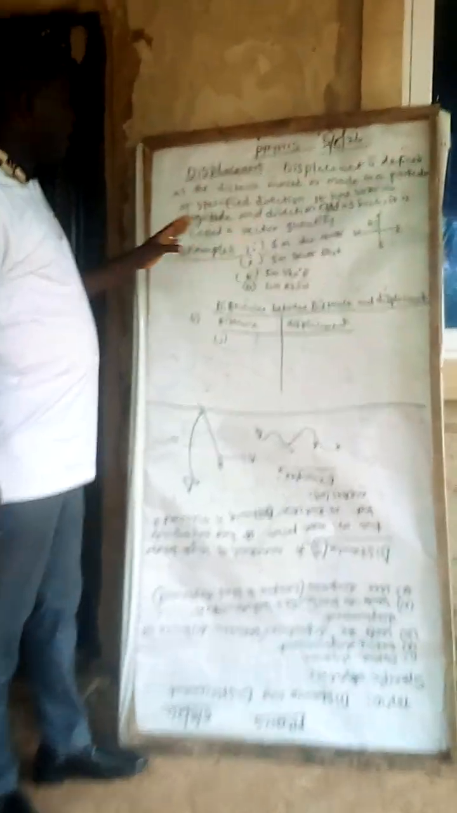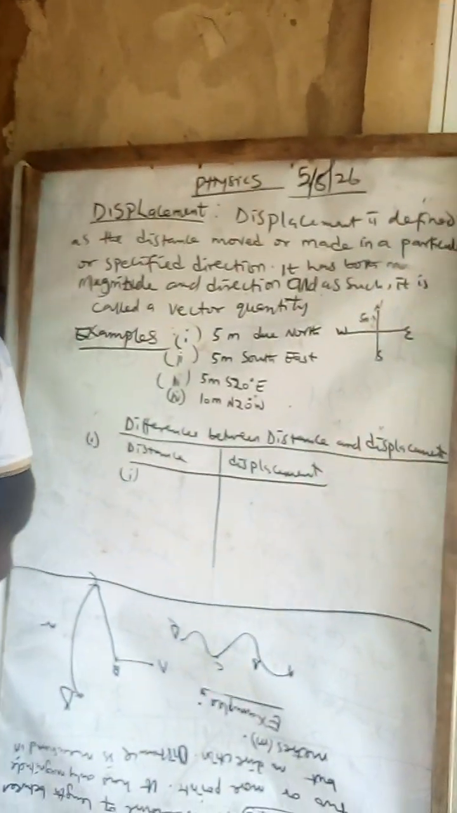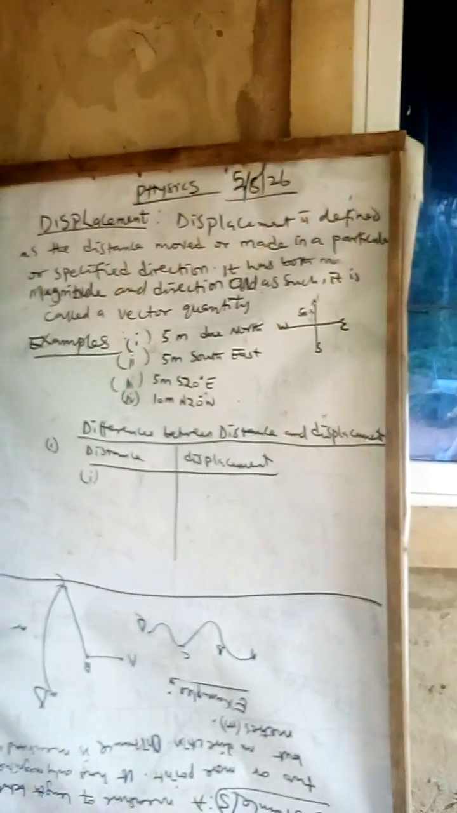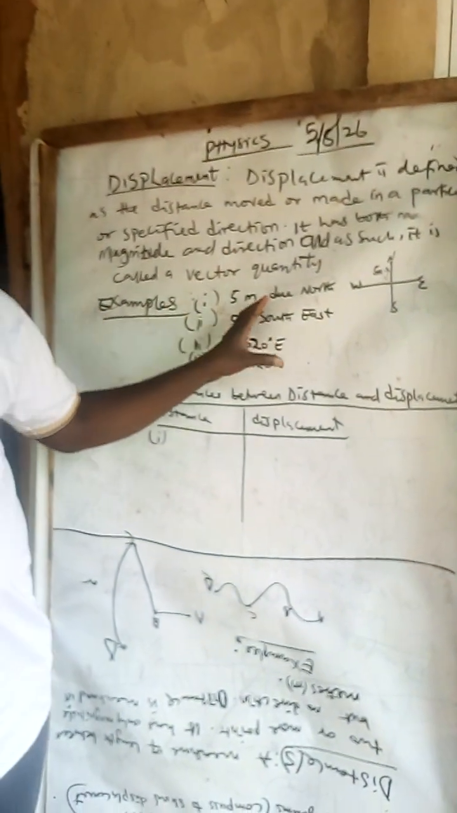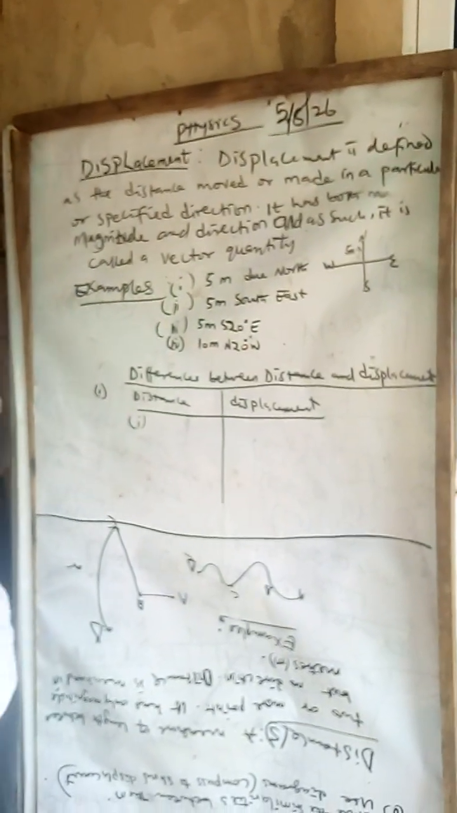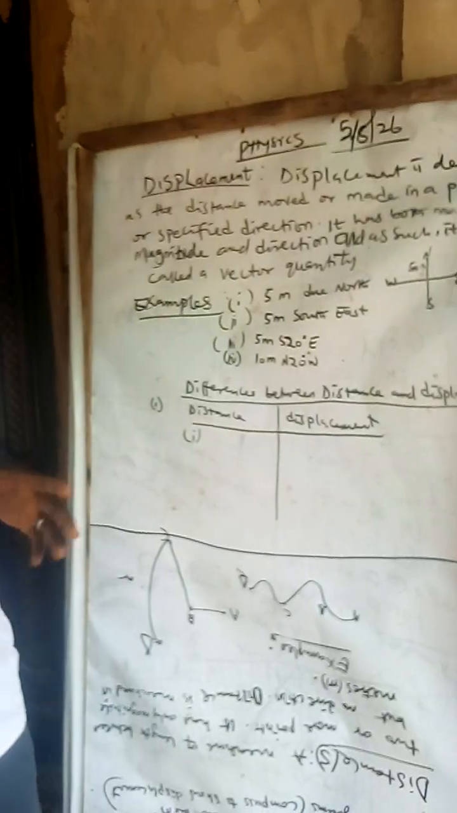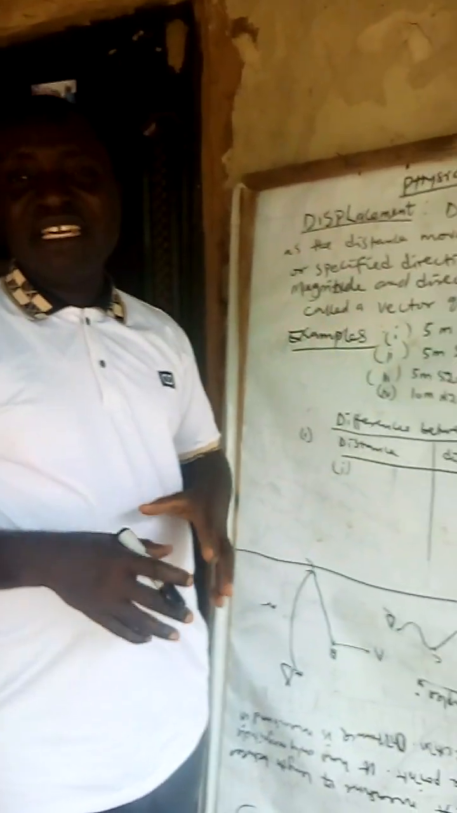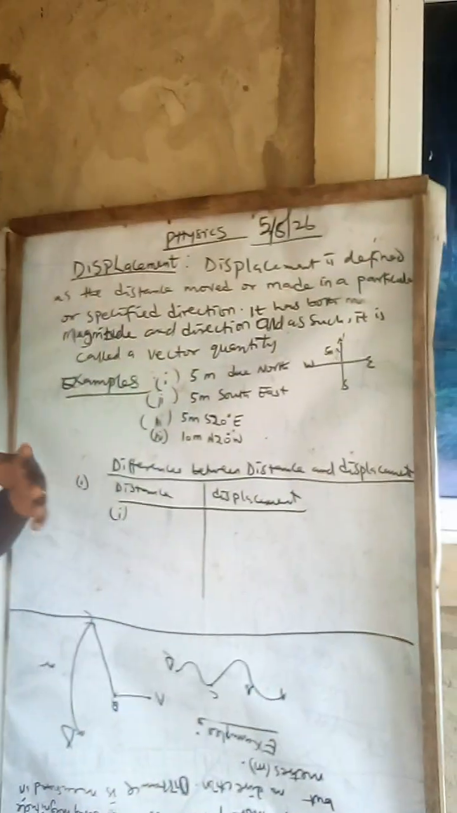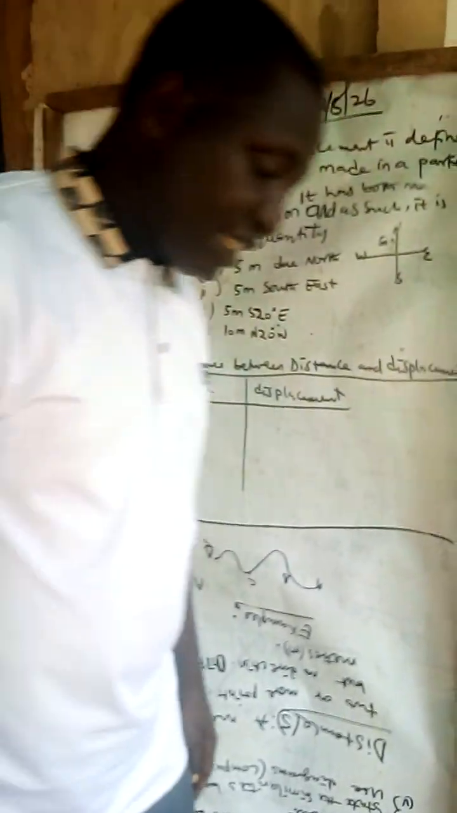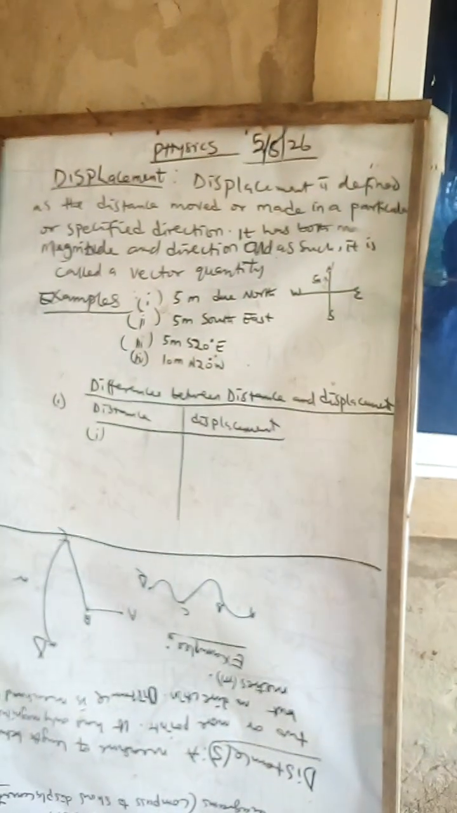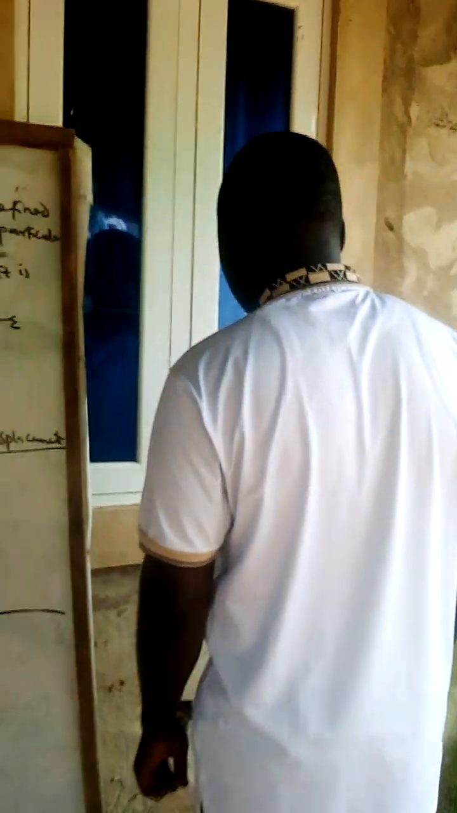In continuation, we have displacement. As we have just talked about distance, we borrow from the definition of distance in defining displacement. And we say that displacement is distance covered or made in a particular direction or in a specified direction. For example, I stand here and face the north. I can move 5 meters due north from my reference point.